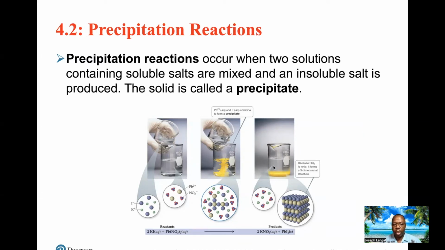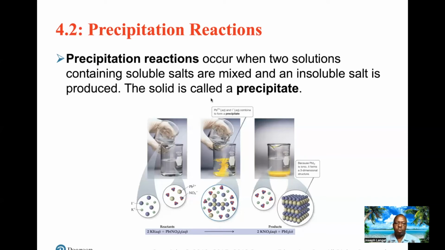The clear portion here has potassium ions and nitrate ions dissolved in it, whereas the solid, the yellow one here, has lead(II) iodide as a solid. PPT is a precipitate. You may see this PPT. It stands for precipitate. Precipitate what? Precipitate reaction.